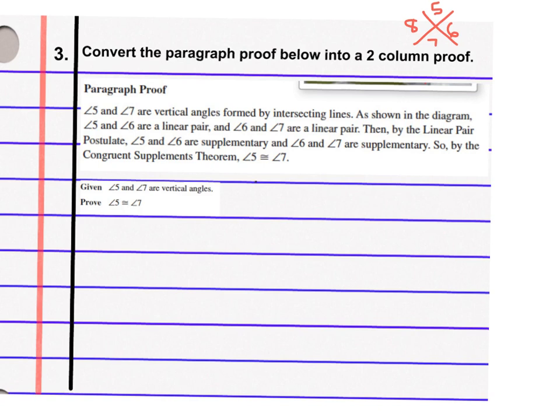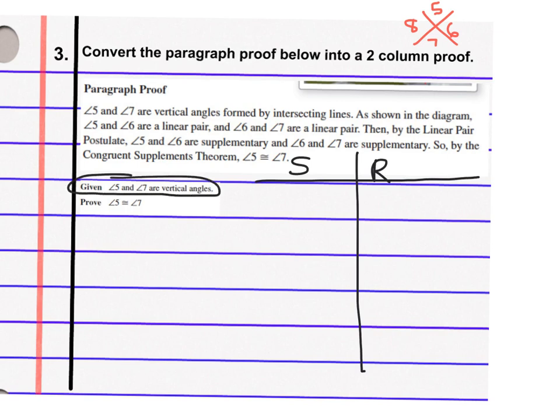Okay, let's go ahead and set up our 2-column proof. Statements, reasons. Okay, and we're always going to start with what was given. So that will be my first line. Angle 5 and angle 7 are vertical angles. And that is given. All right, so we did that line. Make it red.